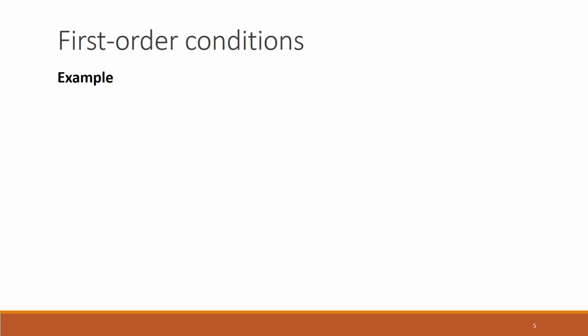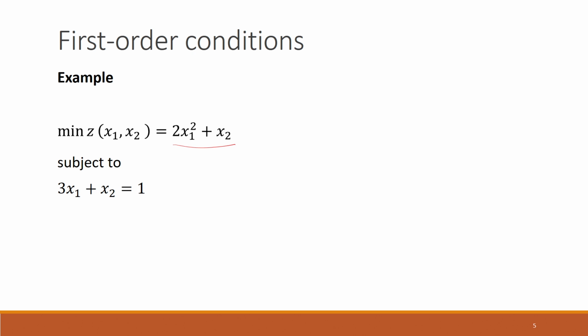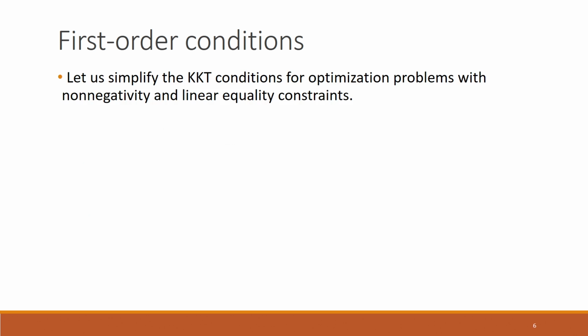Okay. So, before that, let us just quickly take an example of the optimization problems that we will be focusing on. So, this is this function z here, which is a function of x1 and x2. So, suppose this is an objective function here subject to this constraint here, 3x1 plus x2 equal to 1, and x1 greater than or equal to 0. Okay. And we also have x2 greater than or equal to 0. So, this is an example of a linear equality constraint, and these are examples of non-negativity constraints. Okay. So, now let us simplify the KKT conditions for optimization problems that have non-negativity and linear equality constraints.